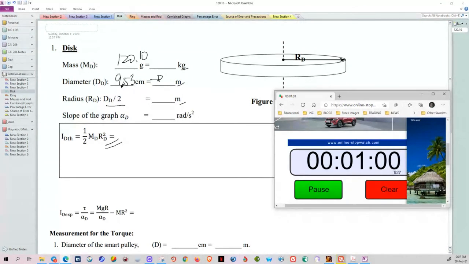You have to check. Is your mass in kilogram? Is your radius in meter? 1/2 m r squared. Come on, it's so simple.